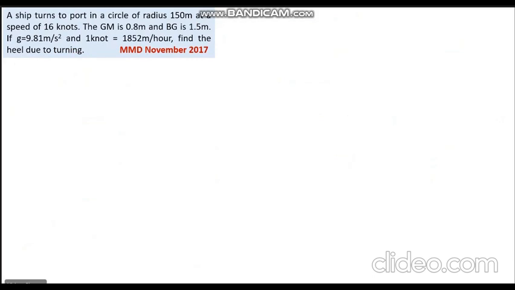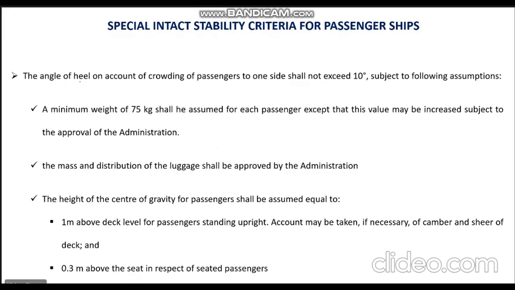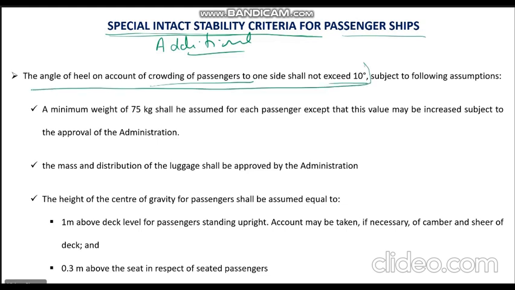Correct. Okay. Last question, the angle of heel. These are special. These are not the only ones, guys. These are special, that means additional to the other stability requirements which you studied in phase 1. Over and above that, the passenger ships have some special criteria. One of them is that the angle of heel on account of crowding of passengers on one side shall not exceed 10 degrees. That is one requirement.